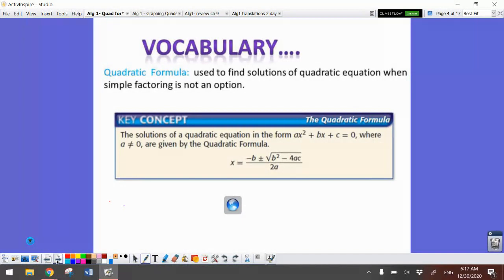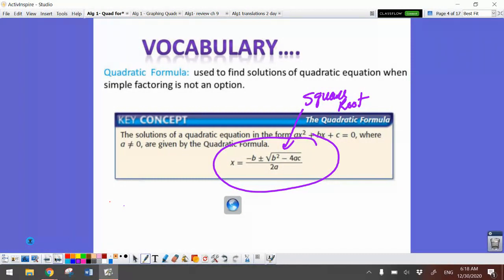The quadratic formula is used to find solutions of the quadratic when simple factoring is not an option. When our integers are not solutions and they're not factors, we know we're going to get a decimal more than likely. And here's the formula. So write this down, make it big, make sure you don't lose any signs. It's negative b plus or minus, and we'll talk about what that plus or minus is in a second. And then I have a square root showing up in there, b squared minus 4ac, all over 2a.